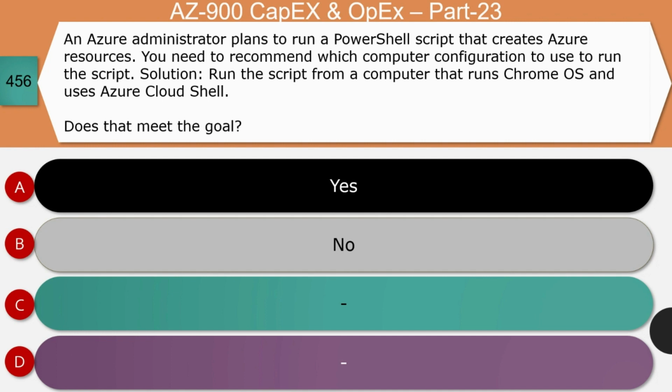Next question, an Azure administrator plans to run a PowerShell script that creates Azure resources. You need to recommend which computer configuration to use to run the script. Solution, run the script from a computer that runs Chrome OS and uses Azure Cloud Shell. Does it meet the goal? Is it yes or no? Right answer for the question is no. Azure PowerShell is available for Windows, Linux, Mac, Chrome OS, and it can be accessed in a web browser via Cloud Shell. And so that is the correct answer.